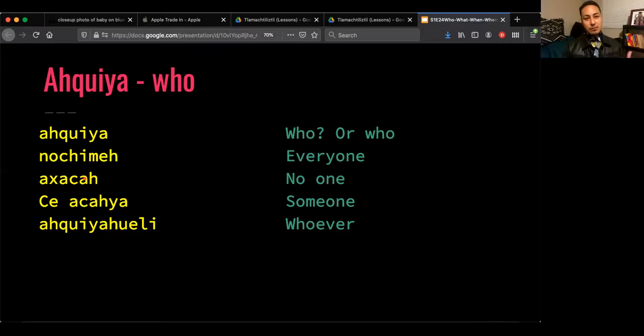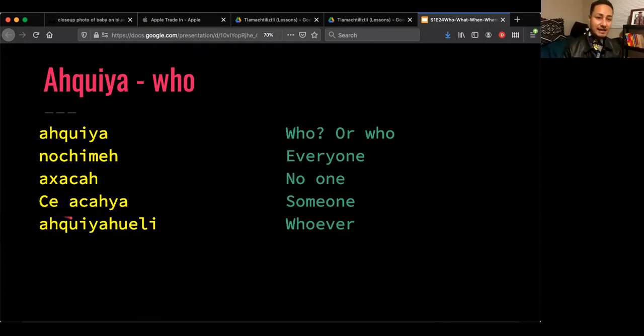Now if you remember when I taught you at the beginning, I taught you that temachtia, the te means someone, you do an action to someone. So temachtia means to teach someone something. Well, se akahia has a separate word to just say the word someone. And that word is se akahia. At least in Huasteca, it's se akahia. It might be different in other varieties, but this is literally one and a person, so someone.